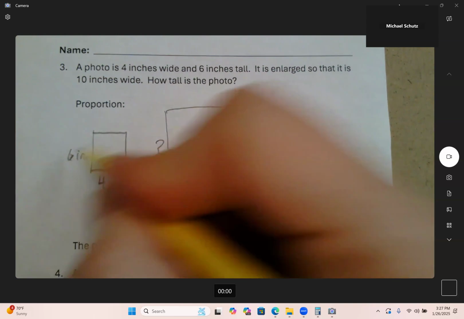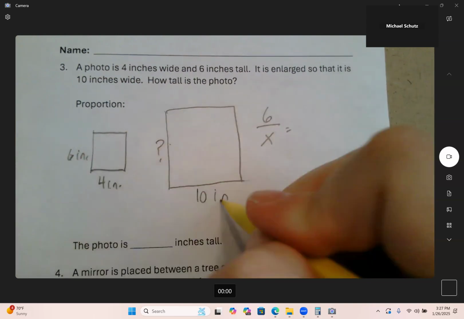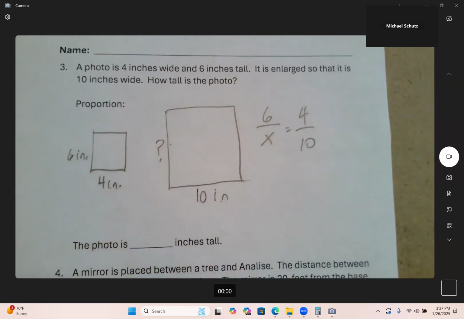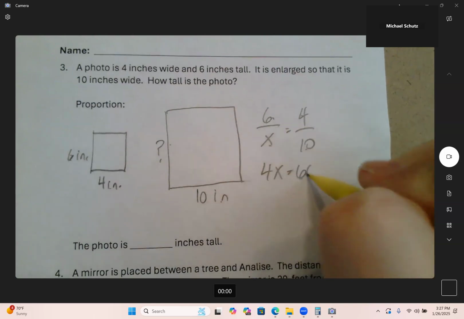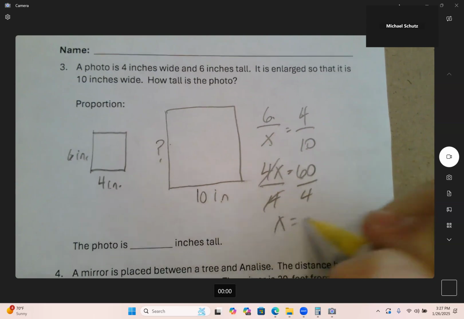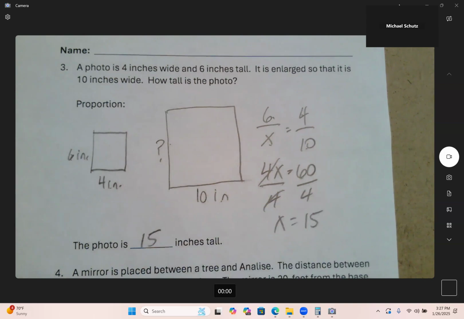So height over height equals width over width, like that. 4 times x is 4x. 6 times 10 is 60. Divide by 4. 60 divided by 4 is 15. So the photo is 15 inches tall.